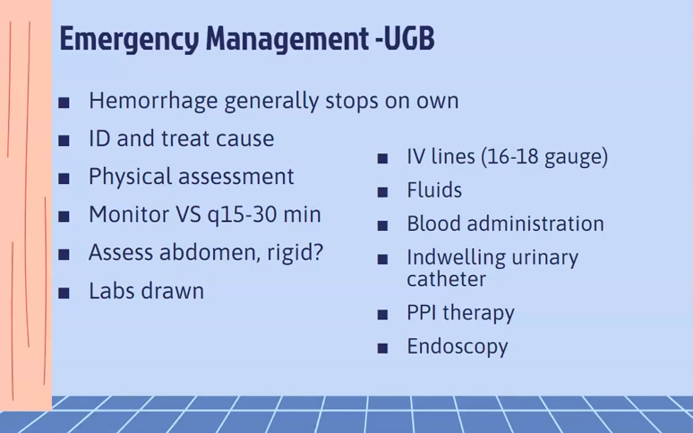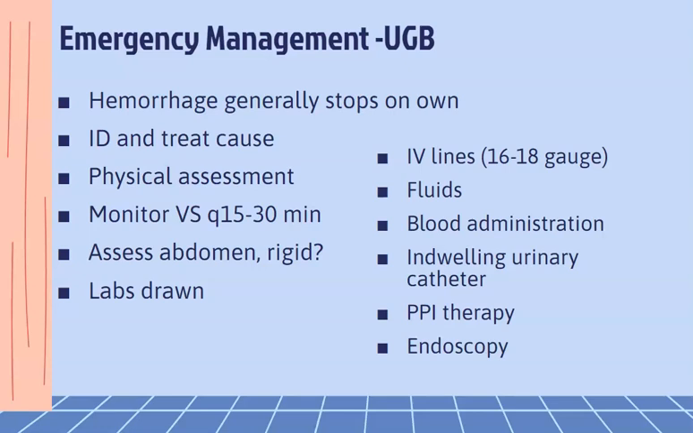We're going to assess the abdomen. Why would an abdomen be rigid? If they are bleeding a lot, if they're hemorrhaging into their stomach, the abdomen is going to become rigid. We're going to draw initial labs and then serial labs to monitor interventions and whatnot. We're going to get some large bore IV or large gauge needles. Probably 2 lines in these patients. We're probably going to be running fluids and blood simultaneously, depending on the severity of the bleed.